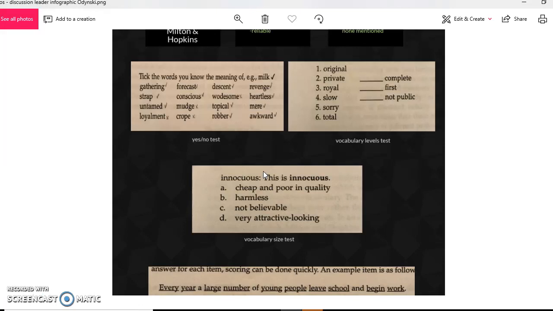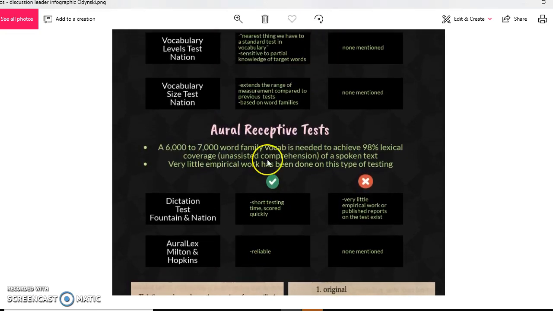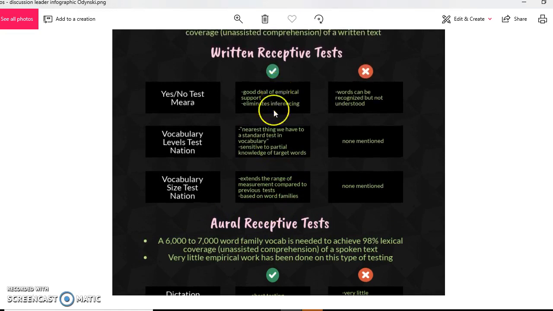In this case, it may be more difficult for lower proficiency students to take this test, because it's more difficult and the distractors are more related. So it gives you a context, but the context doesn't give it away, and they're supposed to choose the meaning of the answers. Again, multiple choice. So those were the three tests that the authors mentioned for written receptive.